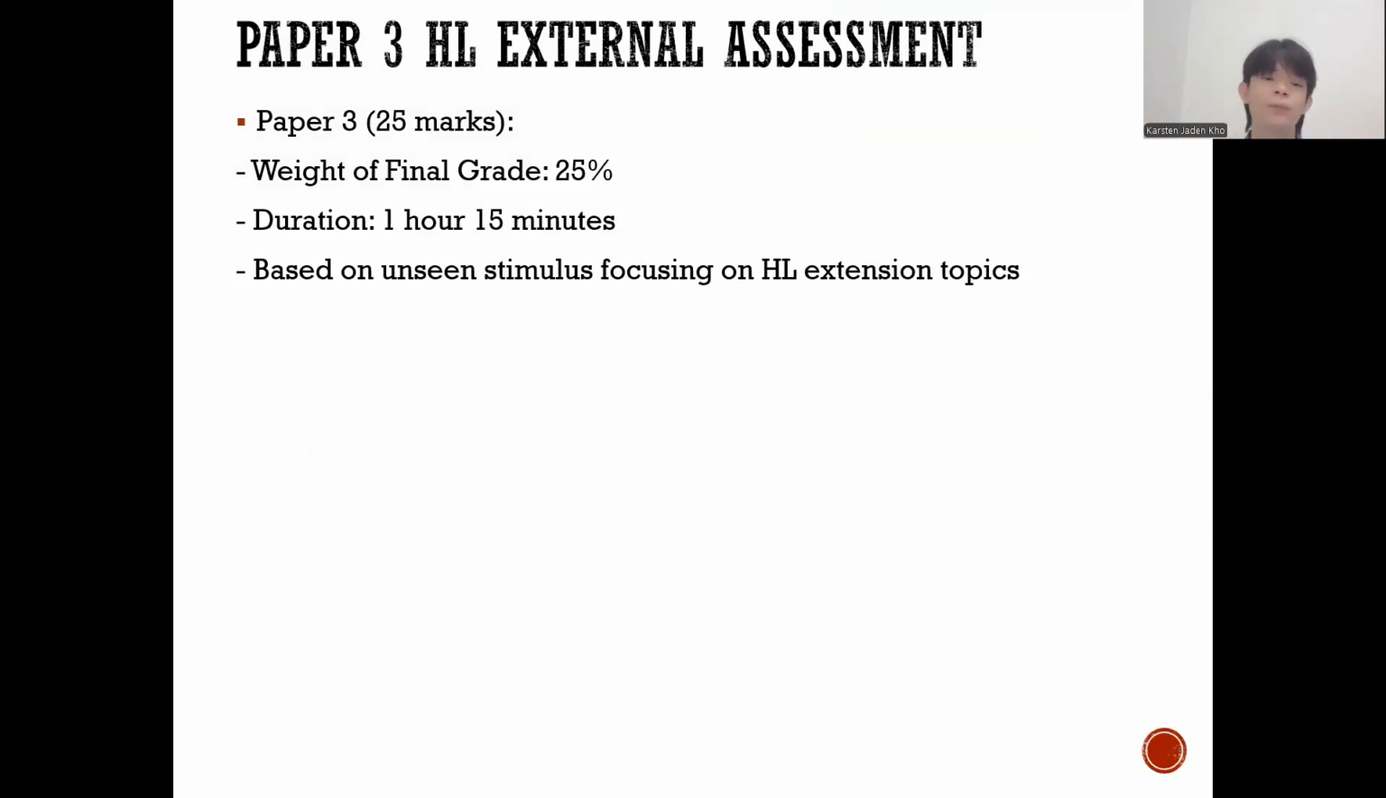Paper 3 HL. Unlike SL, Business Management HL students will have an additional paper 3, which is worth 25 marks, where the weight of the final grade is 25%. The duration of this paper is 1 hour and 50 minutes, and based on an unseen stimulus, it focuses on HL extension topics.